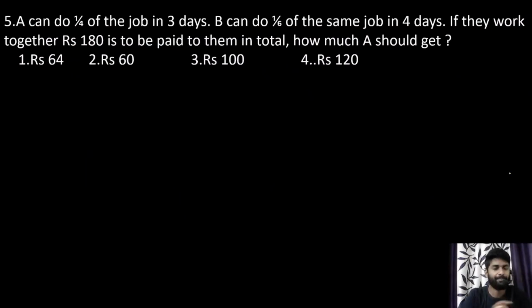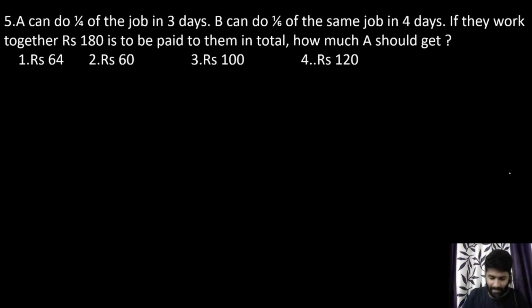Yes, question number 5. A can do 1/4 of a job in 3 days. B can do 1/6 of the job in 4 days. If they work together, 180 rupees is paid to them in total. How much should A get?